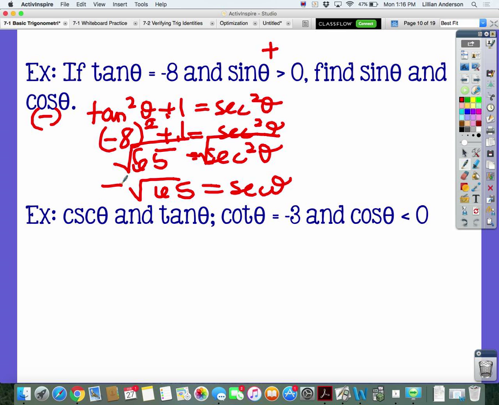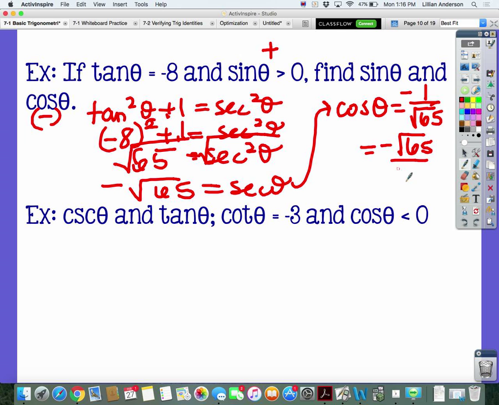And speaking of the fact that they're reciprocals of each other, since secant is the reciprocal of cosine, we can use this to find out that cosine is nothing but 1 over -square root of 65, because it's the reciprocal of secant. Now you know we cannot have a radical in the denominator, so we rationalize. So it's going to be a negative square root of 65 over 65, and that is what cosine theta is equal to.